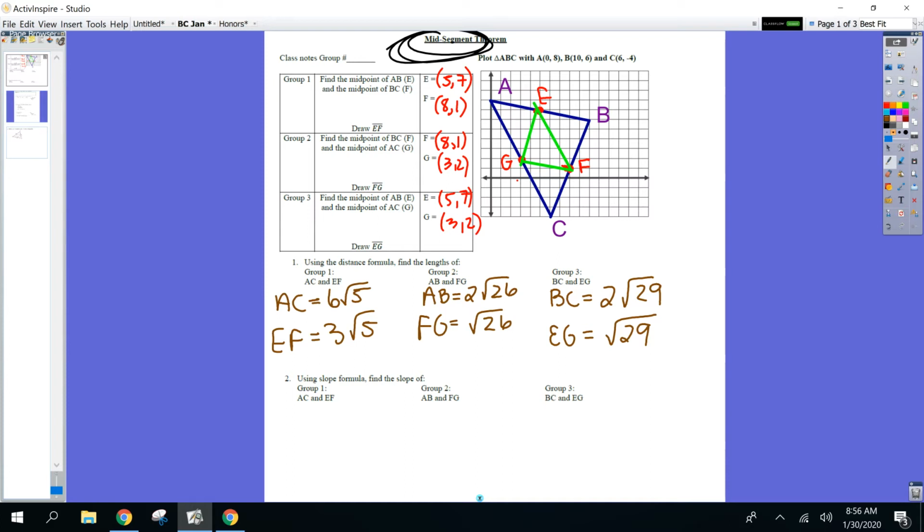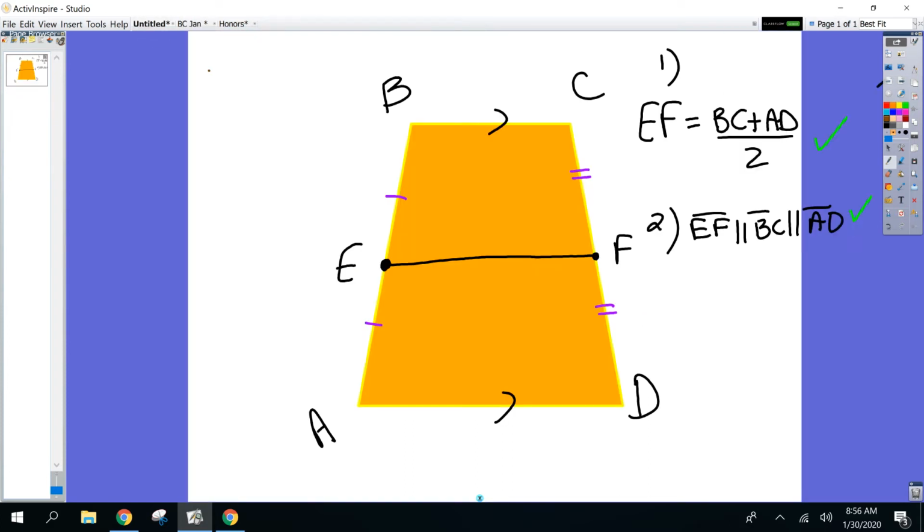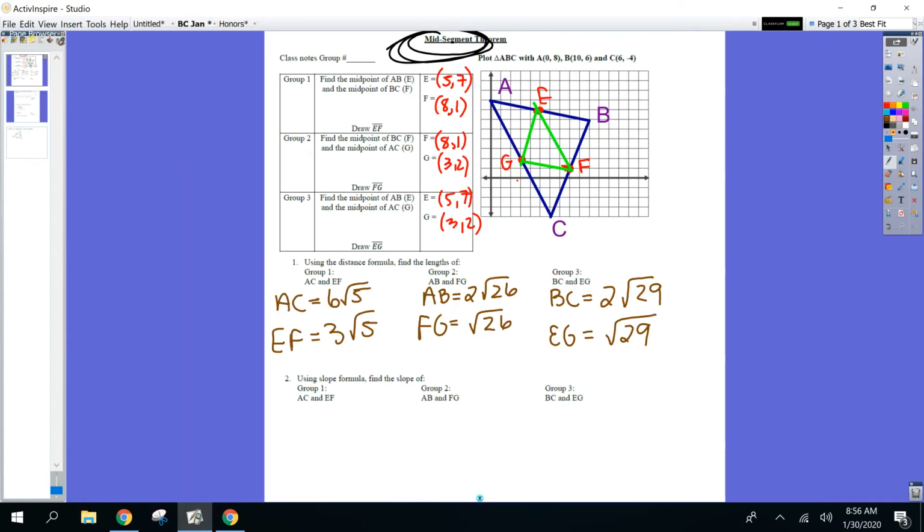So what can you tell me about the midsegment and what I'm going to be calling the other side here, third side? Midsegment's always half the length. Similar to what? Similar to our trapezoid, right? Midsegment, half the third side. All right, well, let's see if they're parallel now. Go ahead, slopes now. This should go a little quicker. Every group, find the slope of your midsegment and side of the triangle.